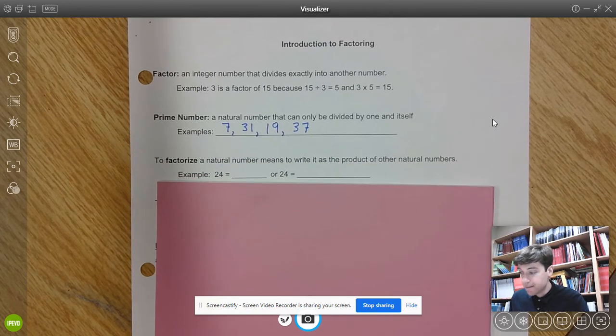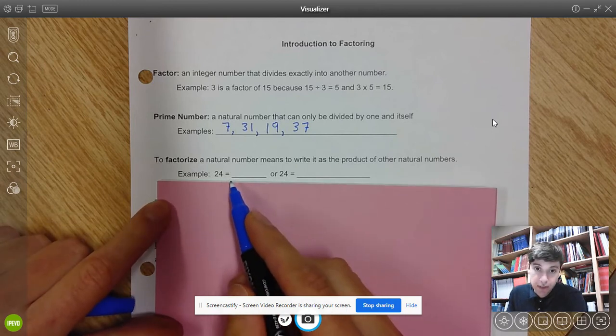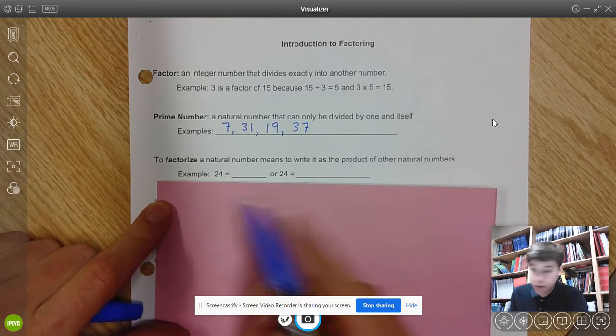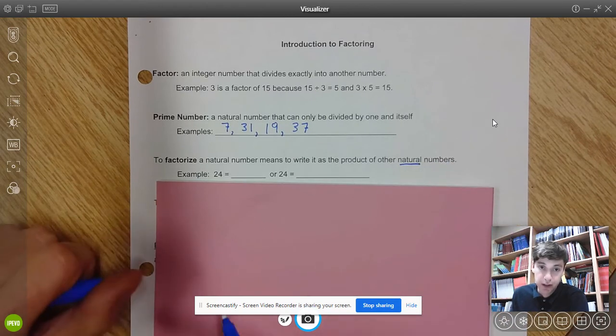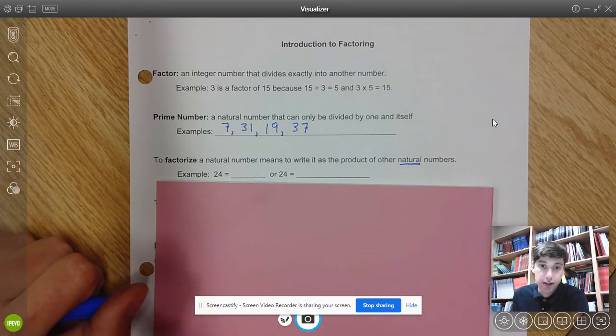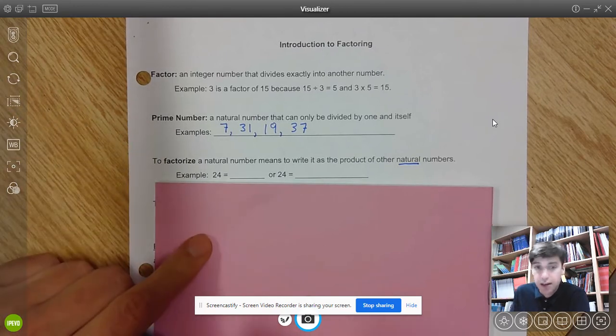When I say factorizing a number, that means I'm going to write the number as a product of other natural numbers. What are natural numbers? Those are just positive numbers that we can count on our fingers. 1, 2, 3, 4. Those are natural numbers. 3.8 isn't a natural number. -7 isn't a natural number.